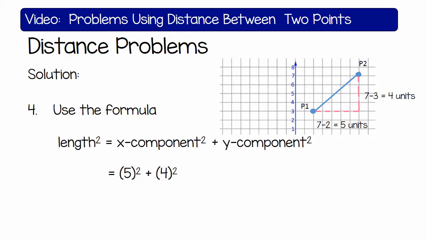Taking the formula, the length squared is x component squared plus y component squared. Substitute 5 for the x component. Substitute 4 for the y component. This would now give us 5 squared plus 4 squared. 5 squared would be 25 plus 4 squared, 16, which would then equal 41.